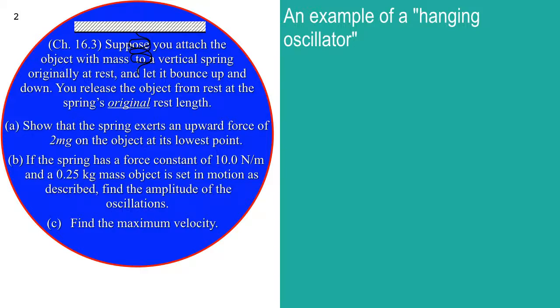It's hanging vertical. Did you guys do a hanging oscillator in lab? You saw one? Okay. Yeah, a spring with a mass on the end of it. We're going to be talking about that in the context of this problem. B. If the spring has a force constant of 10.0 newtons per meter and a mass of 0.25 kilograms, and it's set in motion as described, find the amplitude of the oscillations. Okay, so we're going to do that. And then C, find the maximum velocity. We're going to do that.